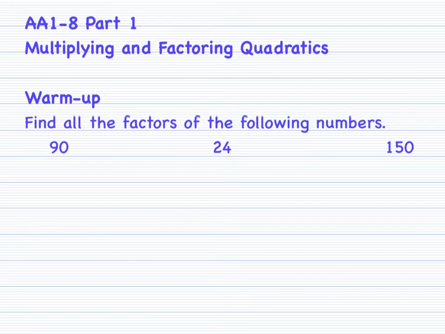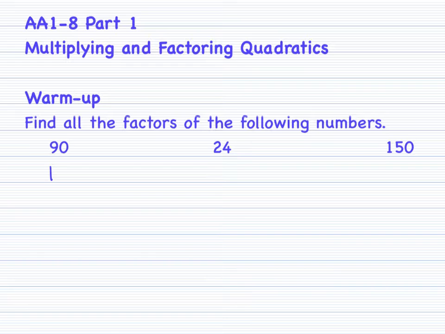All right, so in AA1-8, calling it part 1, but I don't think we're going to have part 2. We'll just move on to 1.9. We're going to be reviewing and reteaching multiplying and factoring quadratics. So the first thing we did in the warm-up was to factor the following numbers. Easiest way to do that, in my personal opinion, is to start with 1 and the number.